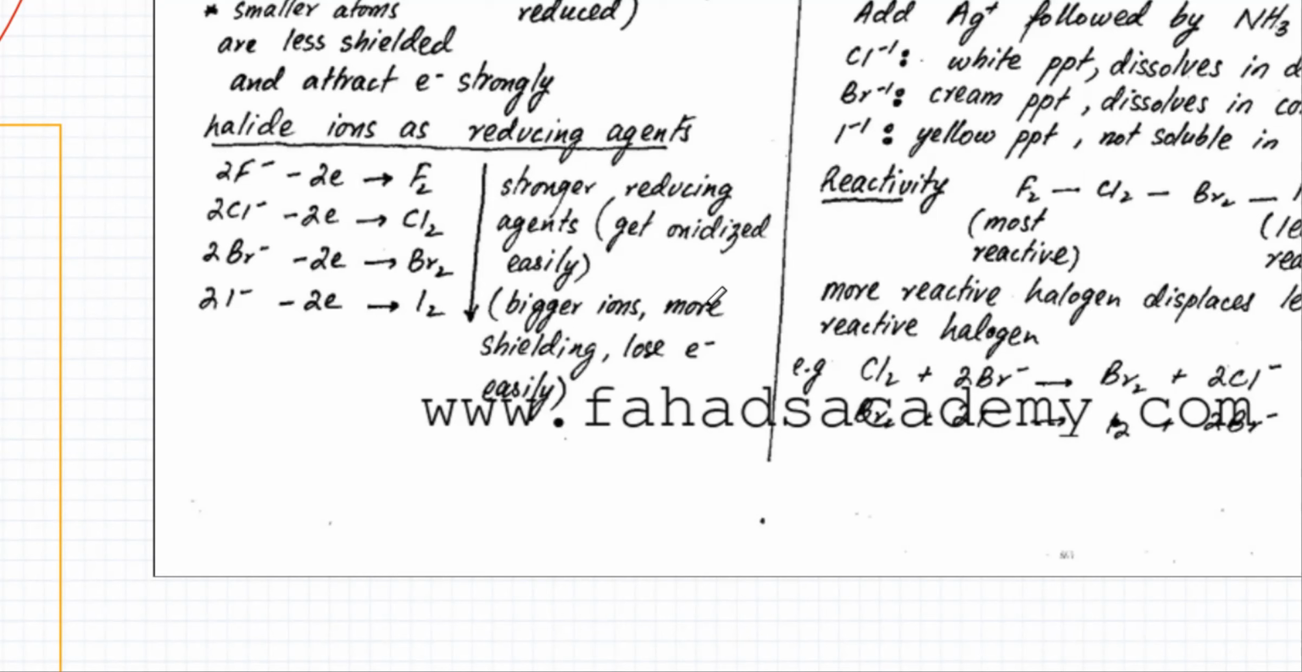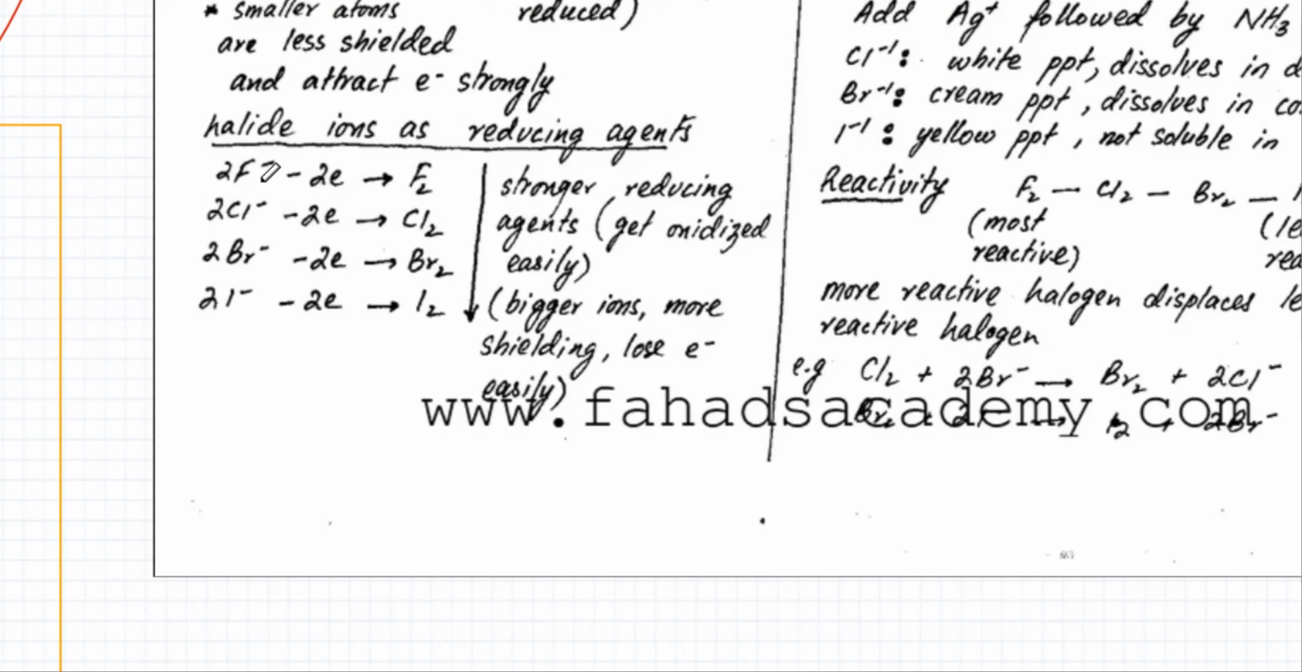Bigger ions, they're more shielded, they lose electrons easily. I-1 would really love to lose electrons because its nucleus would be very far away from those electrons. So it could easily lose electrons. So remember this, that when you move down the group, they become stronger reducing agents, which means that they get oxidized easily, which means that they lose electrons easily. So bigger ions, they always like to lose electrons. Smaller ions, they don't like to lose electrons.